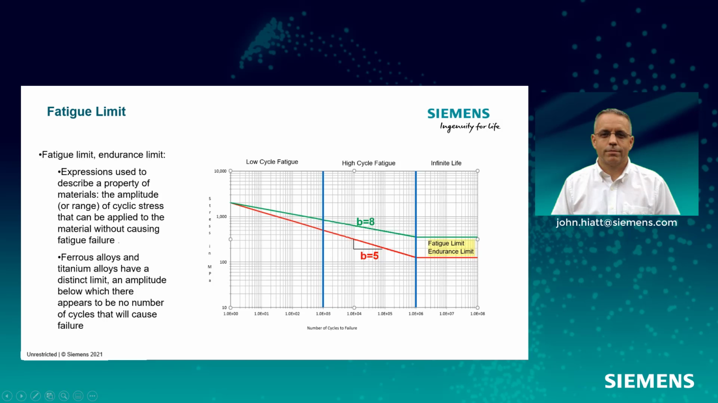So certain types of materials have this flat line. Certain types of materials don't. So ferrous and titanium alloys have a distinct limit. So then this infinite life becomes more straightforward. If they don't, then you just have to pick maybe 10 million or somewhere in here amount of cycles and pick a level, and you just want to keep it below that.